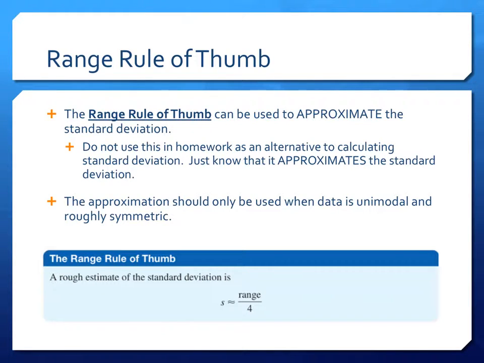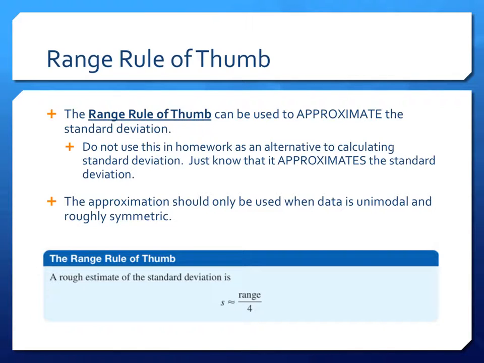I've got a short video for you today about two topics. One is the range rule of thumb, and the second thing is using the coefficient of variation to compare, if you have two data sets, which one is more spread out. So we're going to do both of those things in this video.